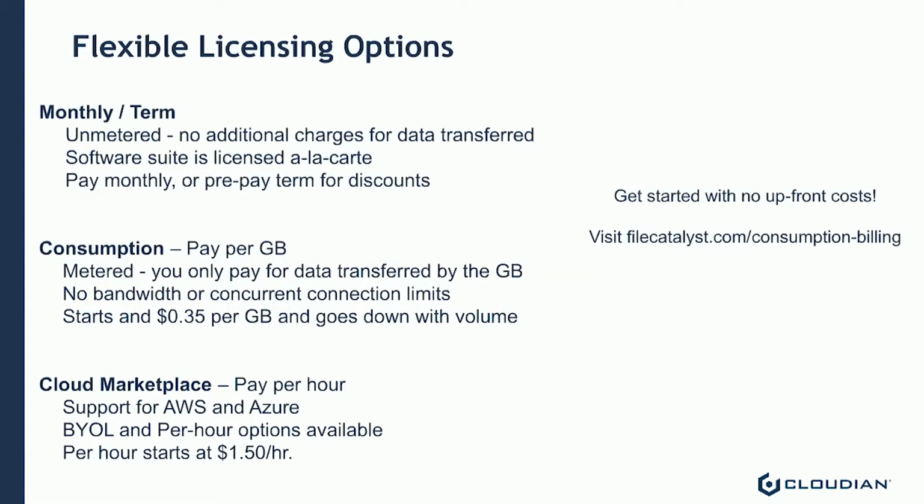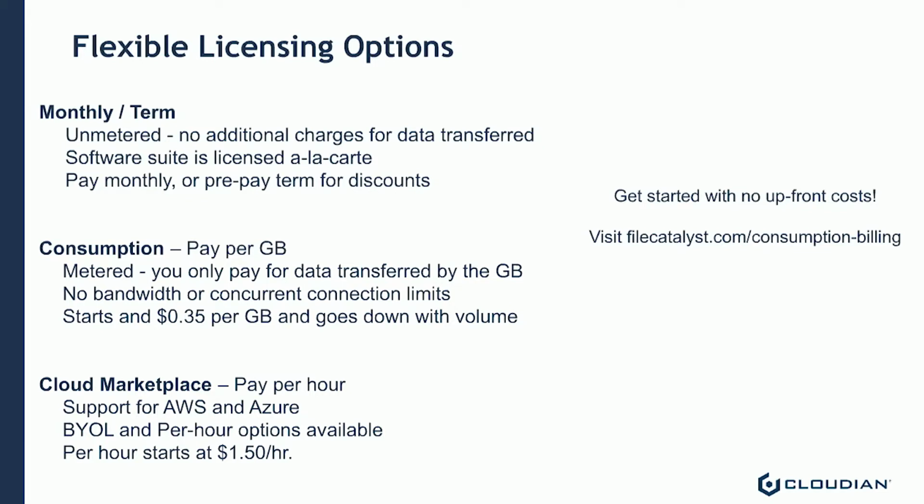So the question that we get asked the most when we talk about our product is licensing. How do we license our technology? We have a number of different ways in which we can license it. We have a new monthly-based pricing, which is unmetered. You can use it to transfer as much data as you want. There's no cap on it. The license comes with a bandwidth cap of 10 gigabits per second. The software suite is licensed a la carte, so based on which client applications you need, you can add them on. And you can either pay monthly or prepay for a term. And when you do prepay for a term, you get discounts.